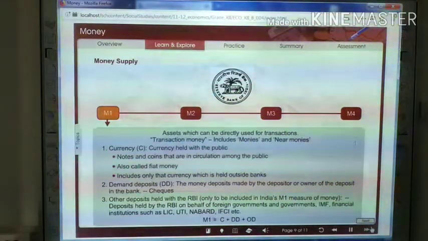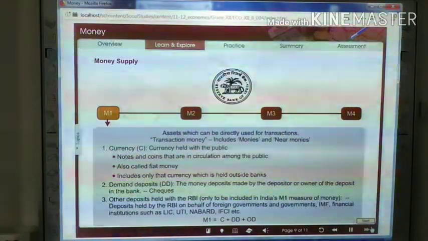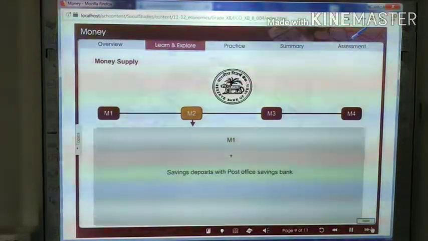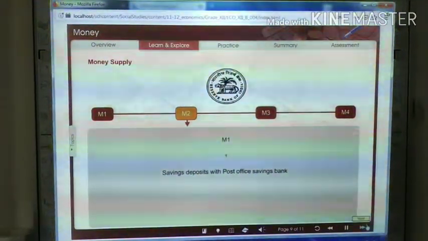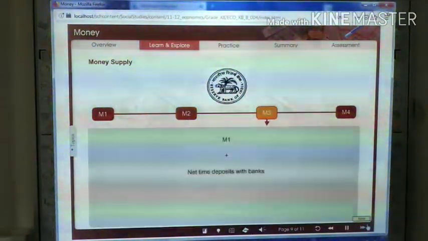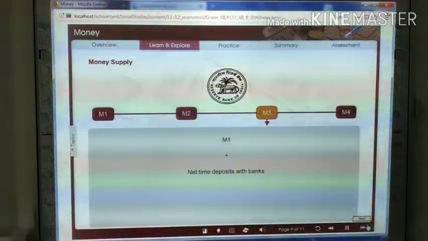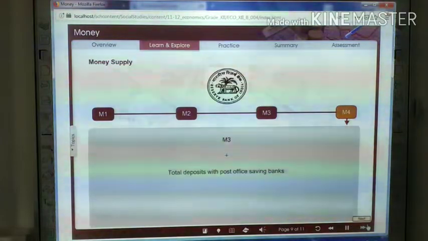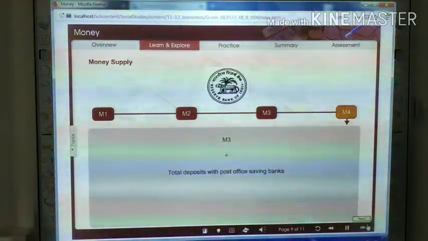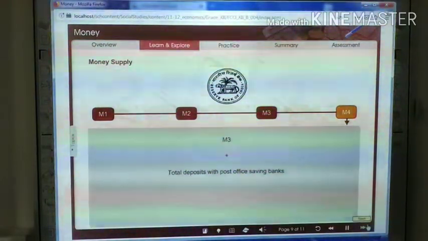M1 is equal to C plus DD plus OD. M2 is equal to M1 plus Post Office Savings Bank deposits. M3 is equal to M1 plus net time deposits with banks. And M4 is equal to M3 plus total deposits with Post Office Savings Banks.